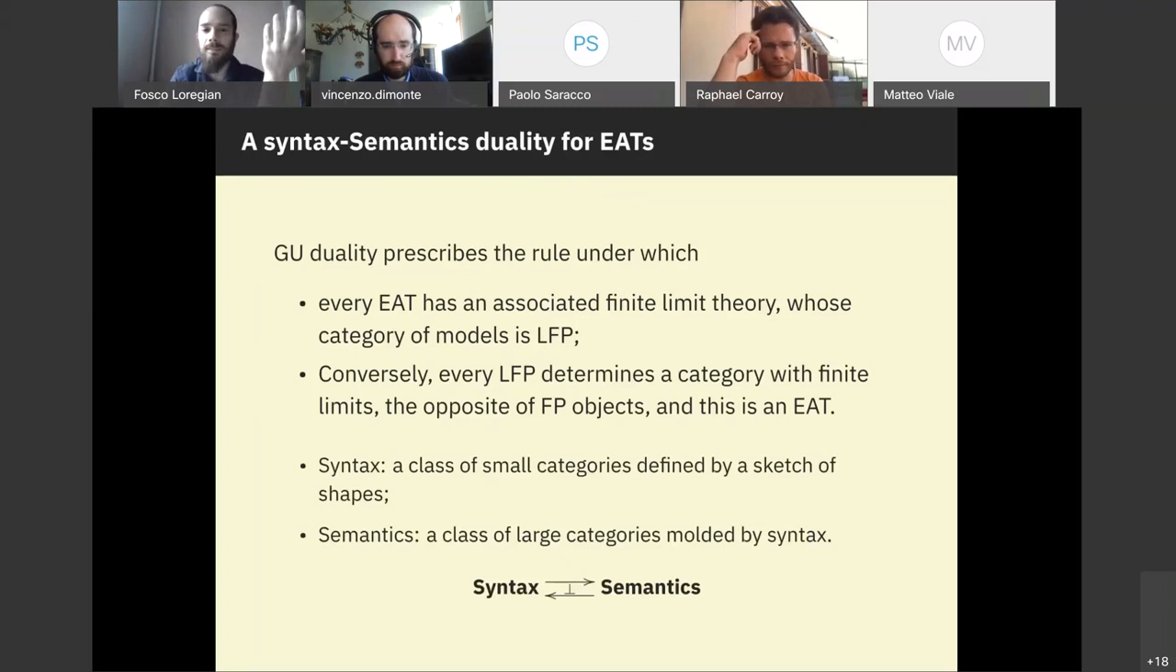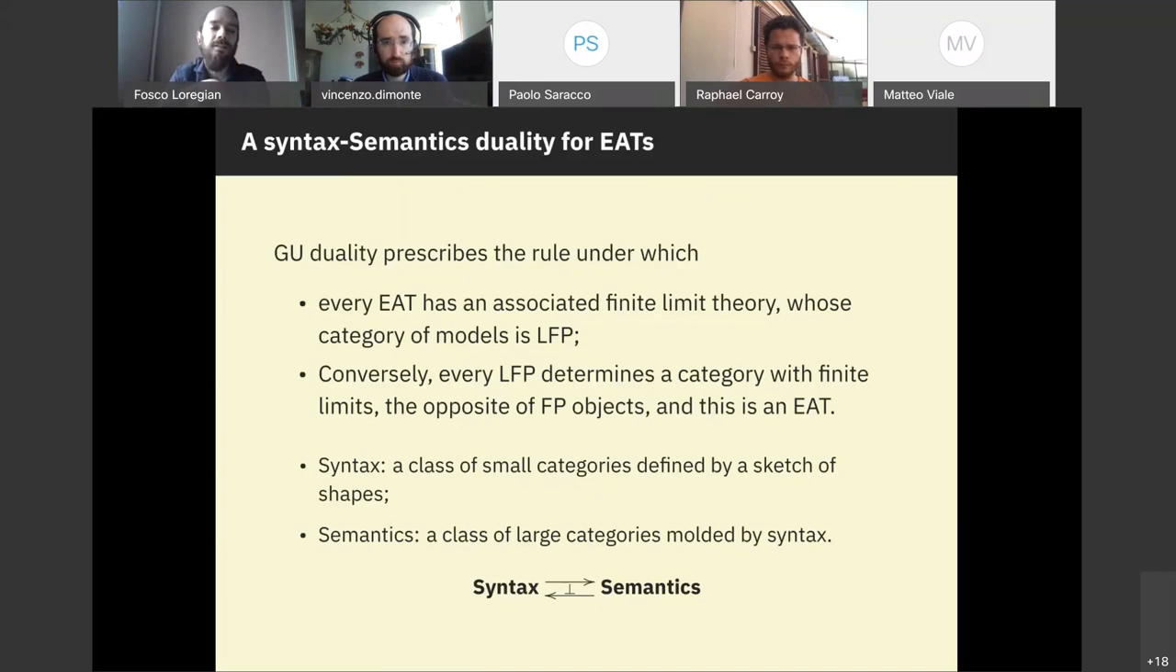This is just one example of a syntax-semantics duality. The shape of these theorems, this class of theorems, goes roughly as follows. You have a category of small things, they prescribe the syntax. And these categories are defined in terms of a certain sketch of categorical shapes. For example, categories with finite limits are categories that admit limits of a certain shape, products and equalizers, or pullbacks and a terminal object, you name it. There are many equivalent characterizations.